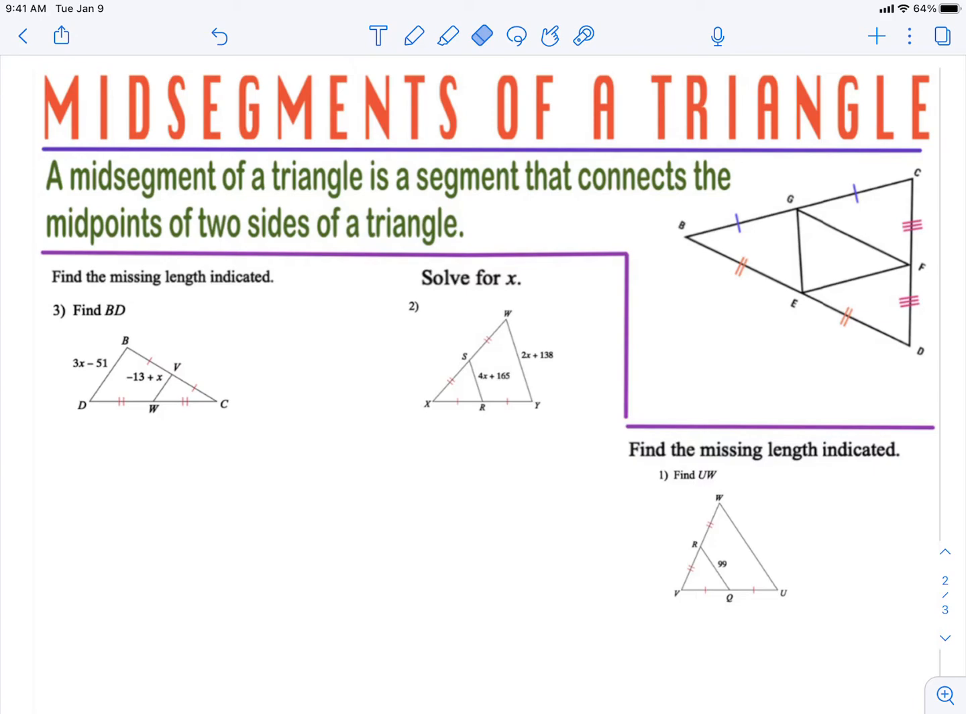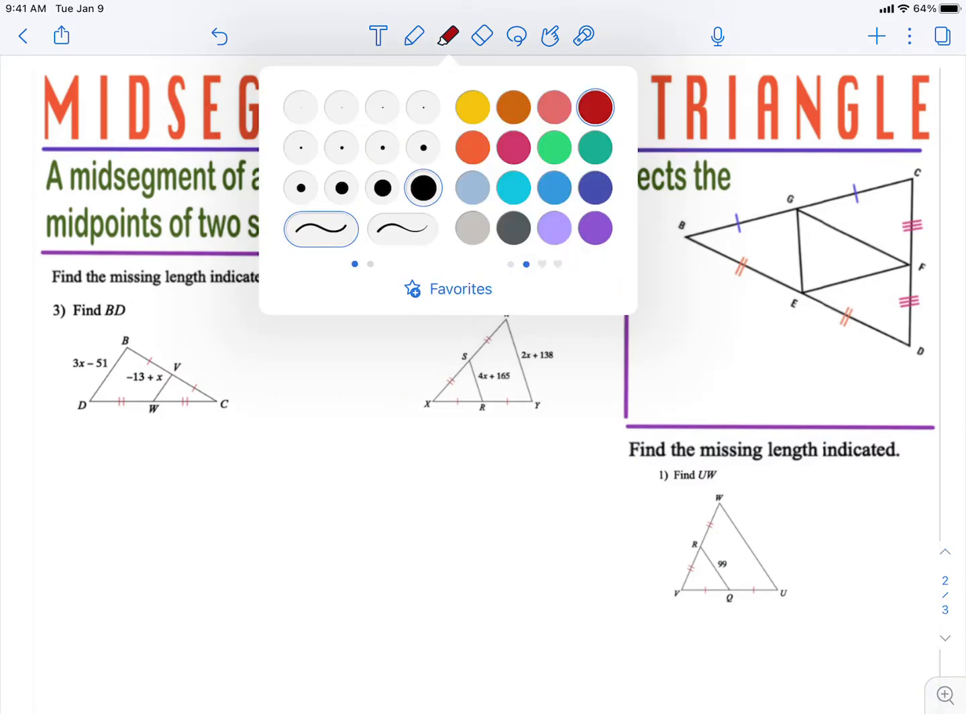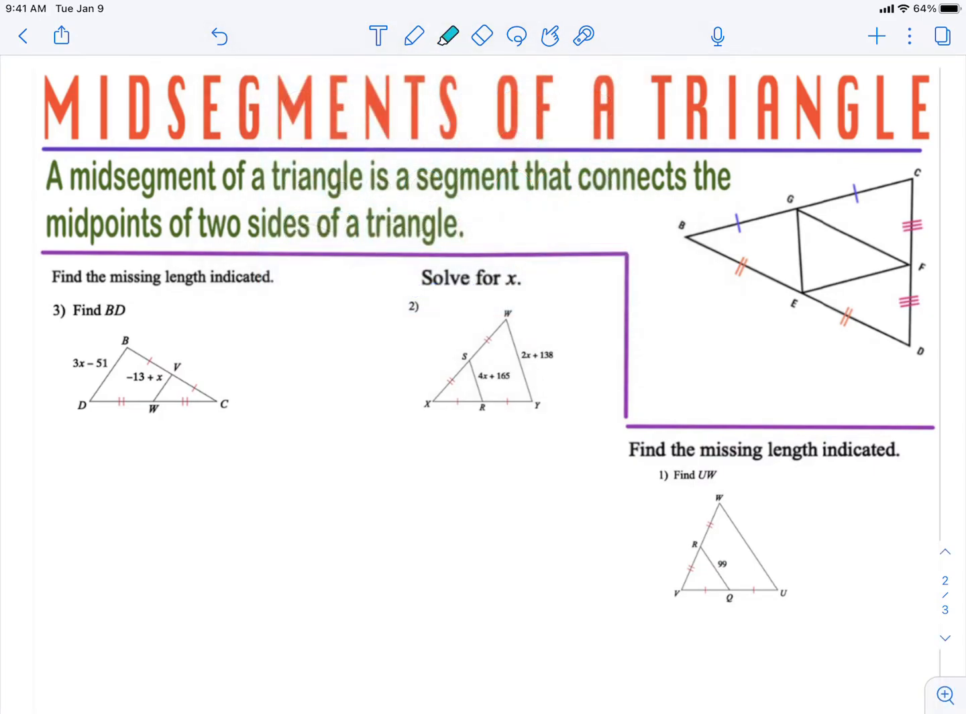So the first step that we always take with these notes is we identify the name of the notes. The name of the notes is midsegments of a triangle. So, what exactly is a midsegment? What are the midsegments of a triangle?